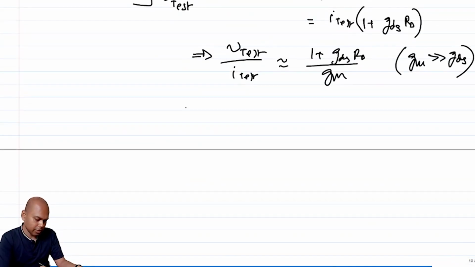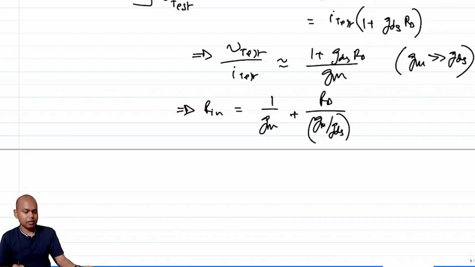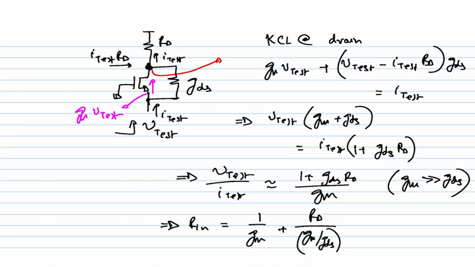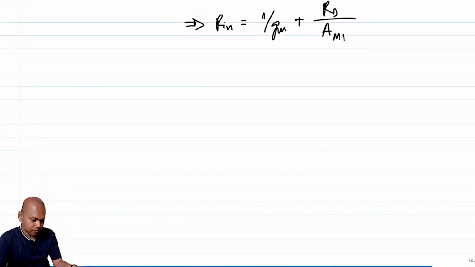Which essentially means that your Rin is equal to 1 over Gm plus an extra term, which is RD by Gm over GDS, right? And what is Gm over GDS? It's basically the intrinsic gain of the transistor itself. So I can write your Rin to be equal to 1 over Gm plus the load resistance RD by the intrinsic gain of the transistor. So this is a handy rule of thumb to remember.